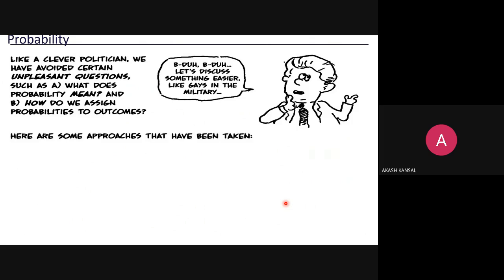Now, since statisticians are more systematic, they don't want to skip the basic questions. What does the probability mean? How do we assign probabilities to outcomes?